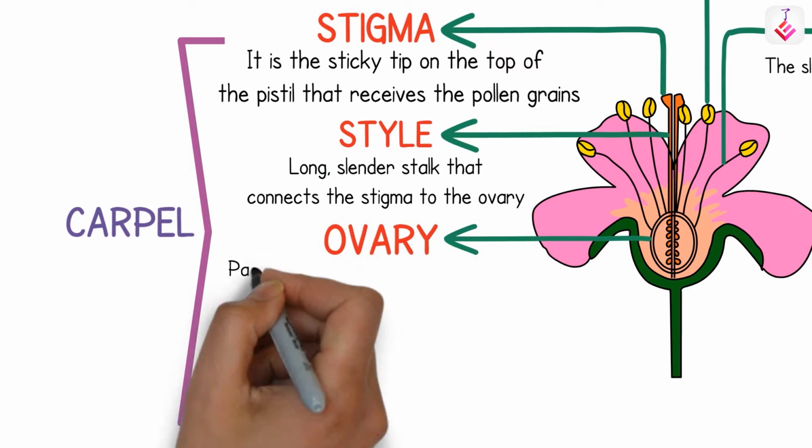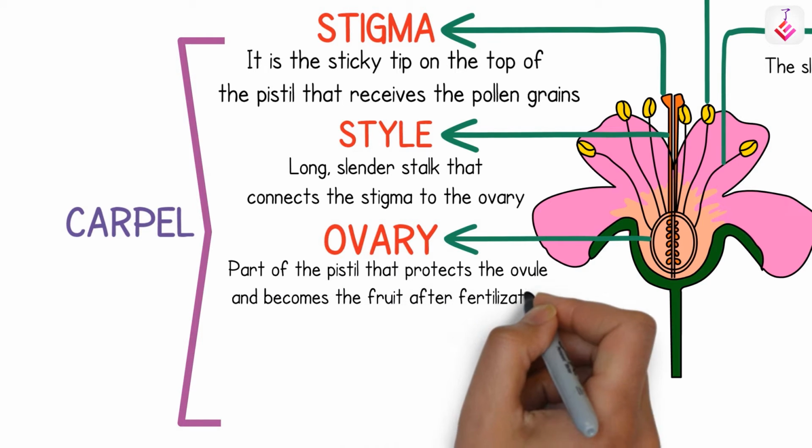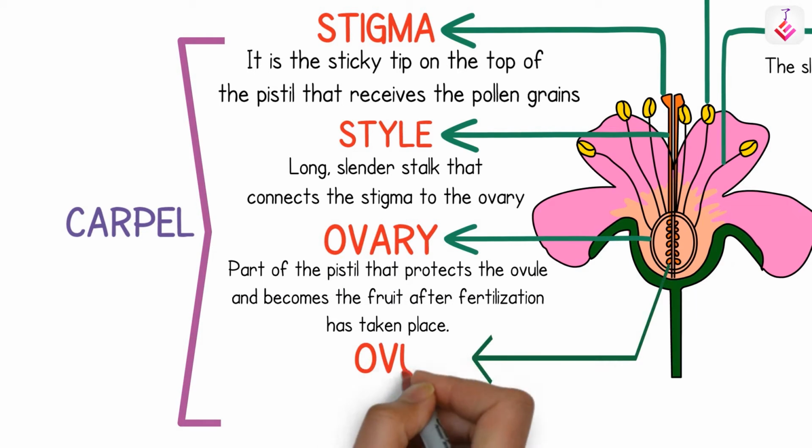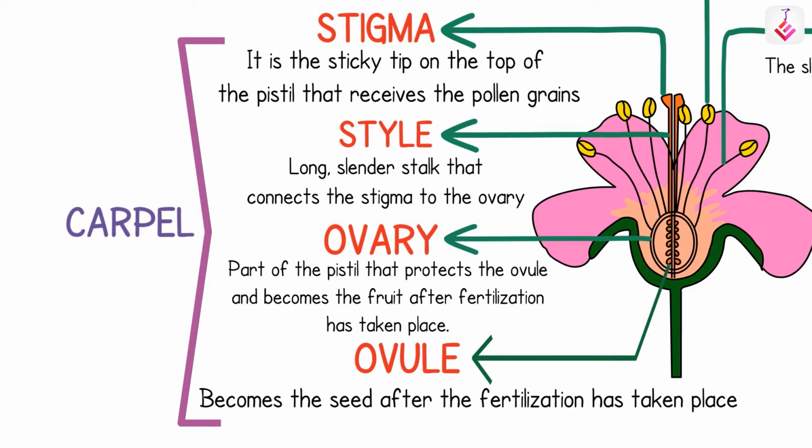Ovary, part of the pistil that protects the ovule and becomes the fruit after fertilization has taken place. Ovule, becomes the seed after the fertilization has taken place.